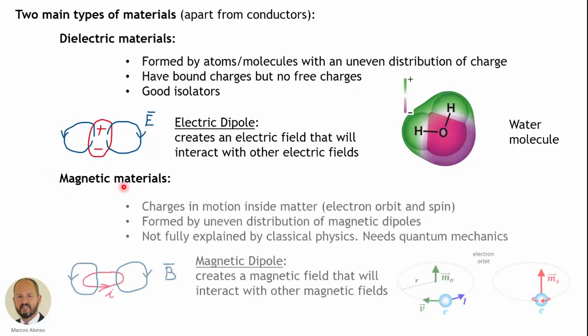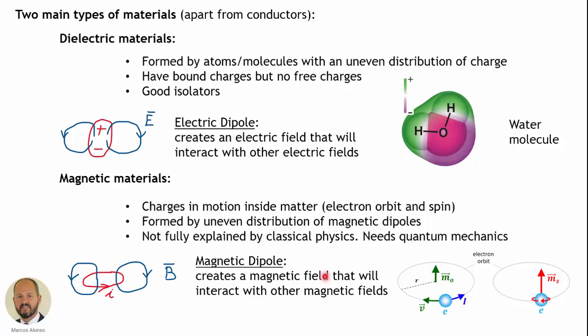And then we have magnetic materials. As in any material, in the matter we have electrons, and these electrons are moving around the nucleus, so this is generating a current. And also the electron has a spin. The electron is rotating about its own axis, which generates also a kind of current and a magnetic field.